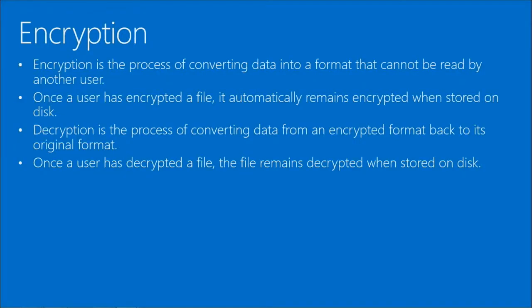Encryption. So encryption is the process of data conversion into a format that is not easily accessible by another user. Once a file or folder is encrypted, it remains encrypted until it's decrypted. So it remains encrypted on the storage media, whatever that storage media is. And then decrypting is the process of enabling it to be used again. It's back to its original format. Once a file has been decrypted, it stays decrypted on this disk.